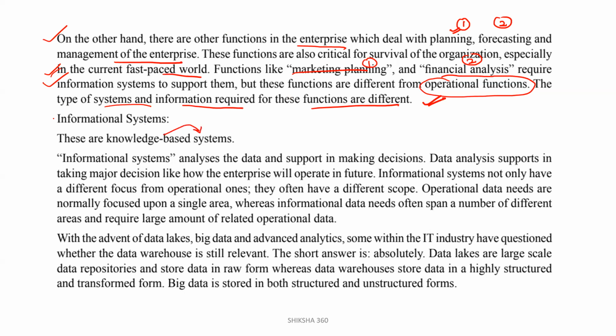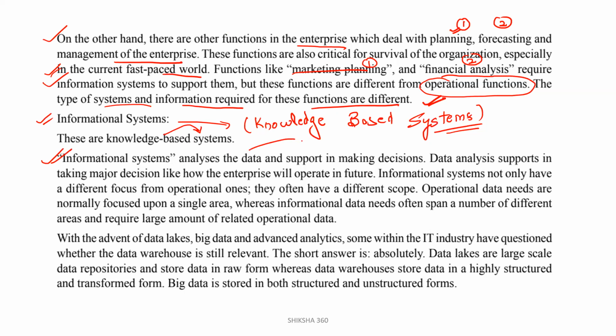Clear? So first, regarding the informational system, the word information suggests that it is knowledge based. So these are the knowledge-based systems. Informational systems analyze the data and support in making decisions. So data analysis supports in taking major decisions, like how the enterprise will operate in the future.